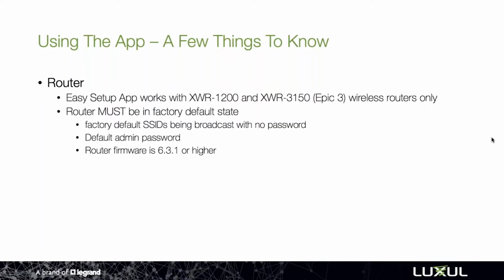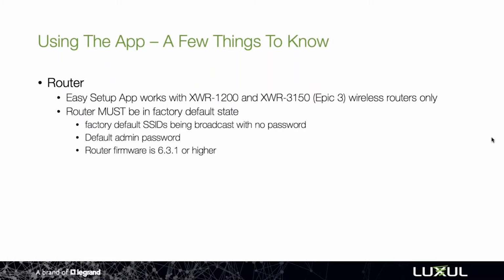So this is a setup app meant for our 1200 and 3150 wireless routers. There are a couple of things you do want to be aware of when you're going to use this app. First of all, because it's easy setup, this is intended to be used when you're setting up a router for the first time. So the router does need to be in a factory default state, which of course it will be if you're just pulling it out of the box to install it into this home or this business. What we mean by factory default state is the SSIDs being broadcast have to be the default, Luxul 3150 or Luxul 3150 5G, for example, with no password on them, because that is what the app looks for.